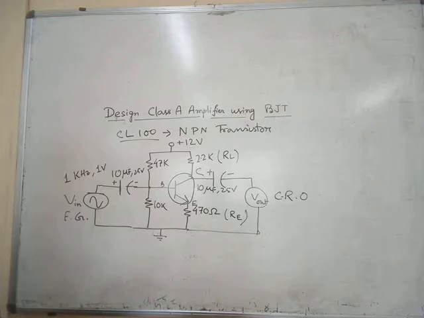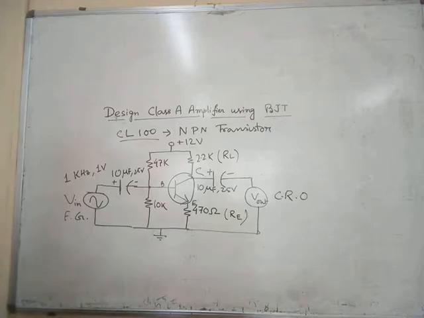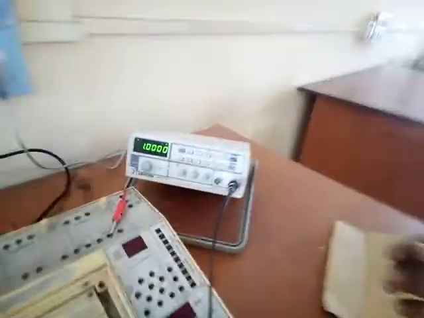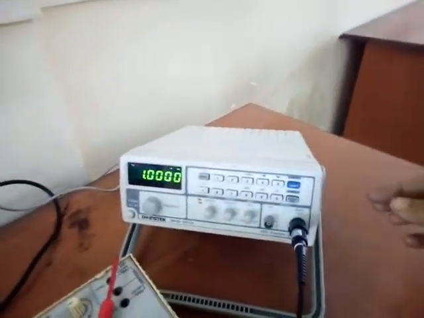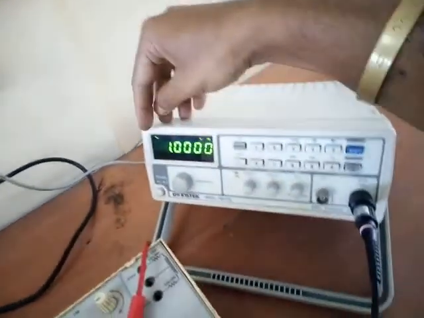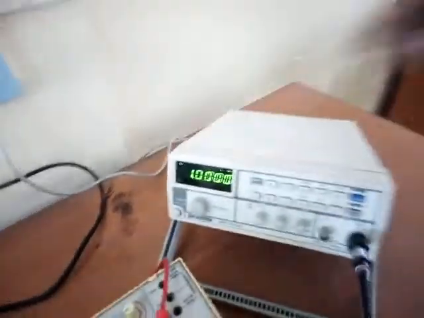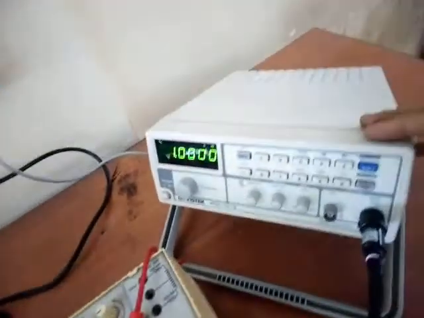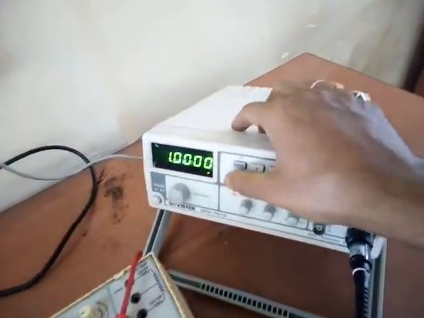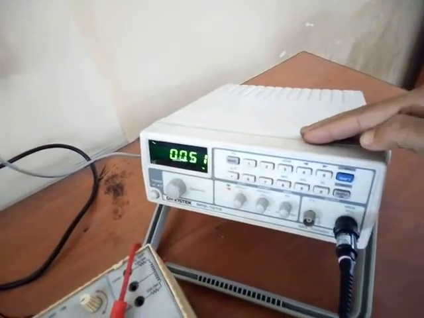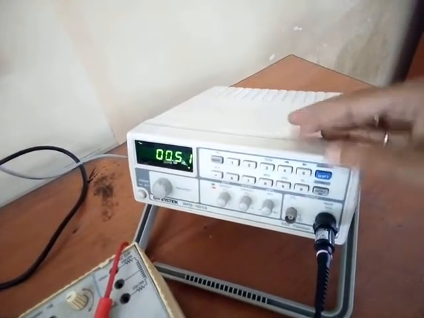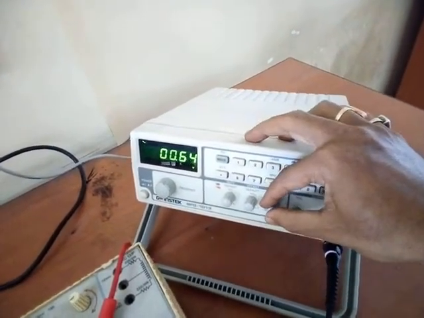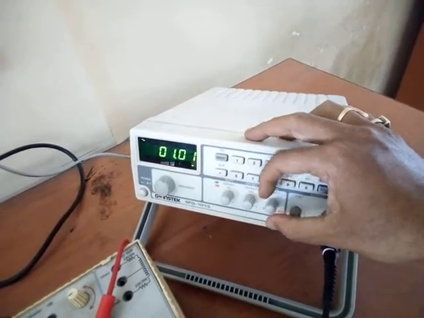Now we go to the kit, and then we check the output. Okay, it is the function generator. You can see this is a 1 kilohertz sinusoidal signal, and the voltage is approximately 0.5 volt. You have to increase this and take 1 volt.